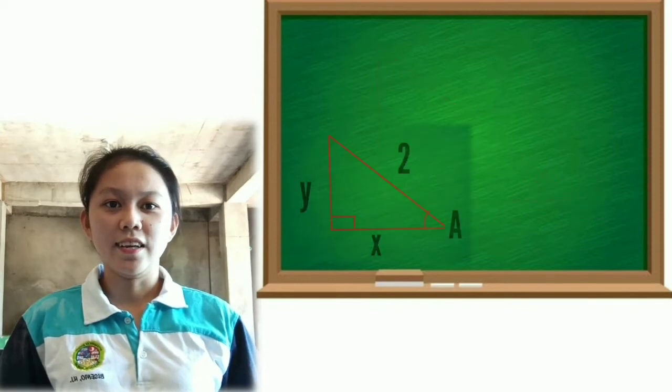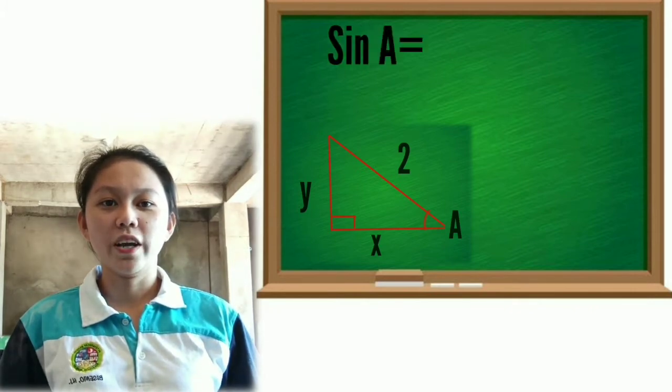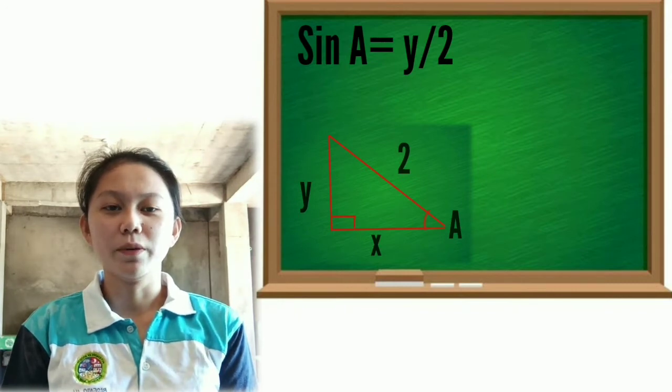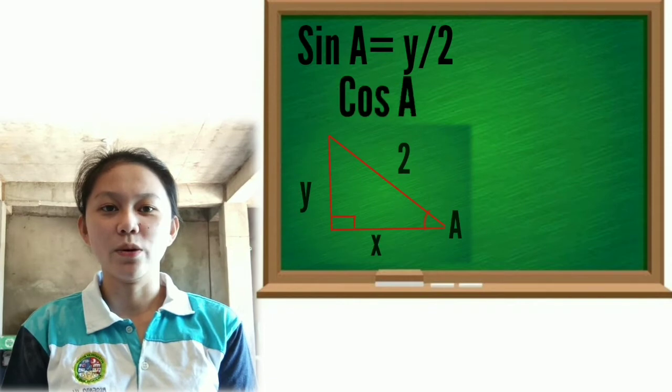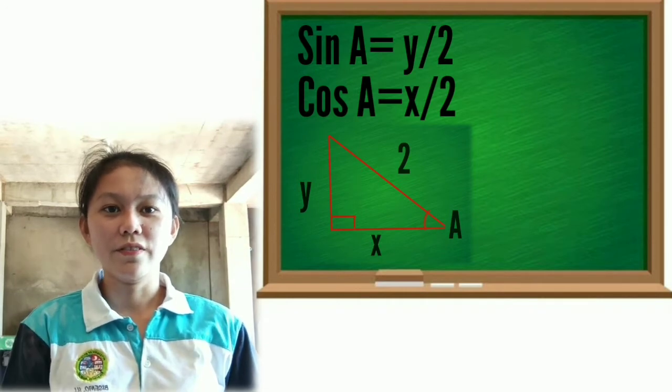First is the sine A. Since we have the formula opposite over hypotenuse, therefore sine A is equal to y over 2. Next one is cosine A, which the formula is adjacent over hypotenuse. That's why cosine A is equal to x over 2. Next is the tangent A, which we have the formula opposite over adjacent. Therefore, our tangent A is equal to y over x.